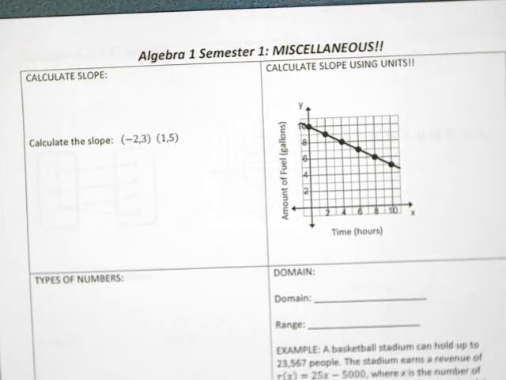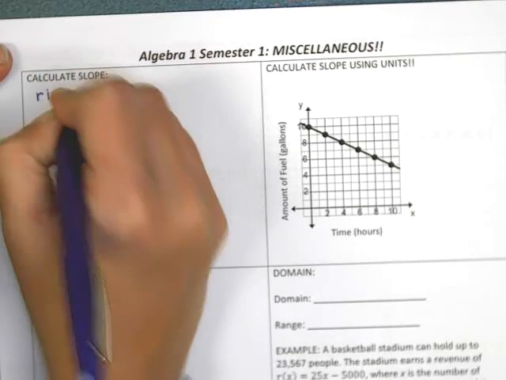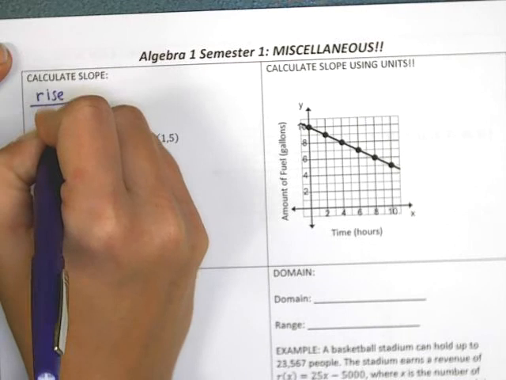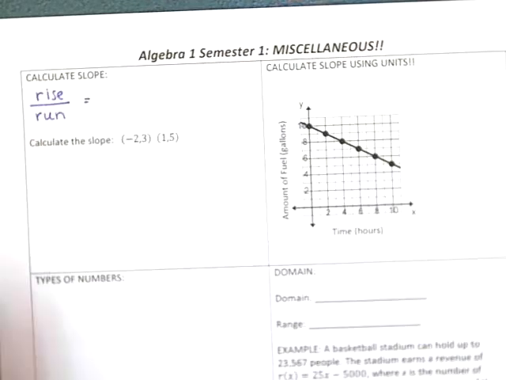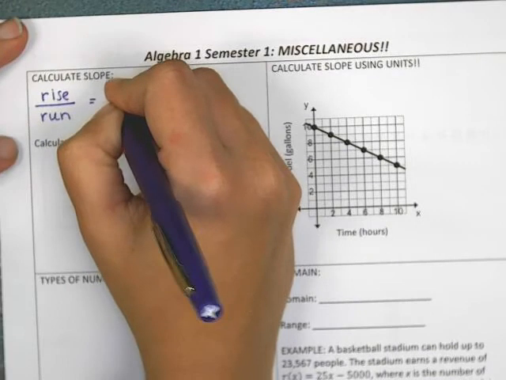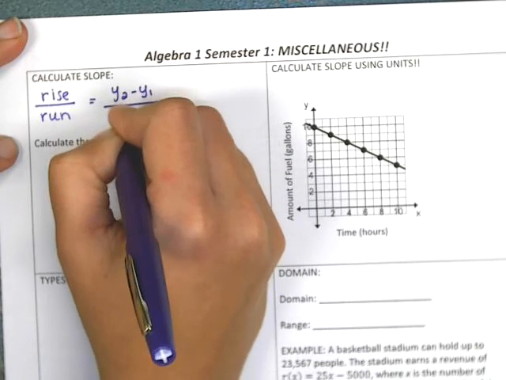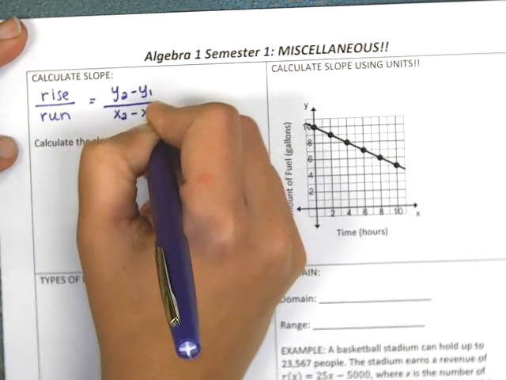So we're going to start today by reviewing how to find slope. When you have a graph, slope is just rise over run. So that's one way that we can find slope. But another way to find slope, if you don't have a graph or if you have two ordered pairs, is y2 minus y1 over x2 minus x1.